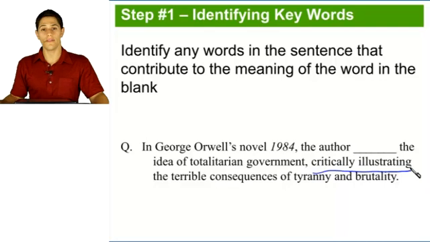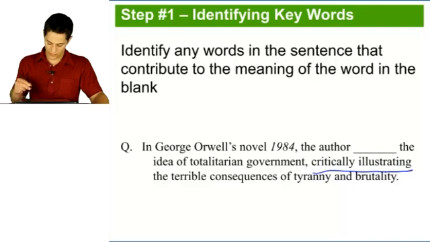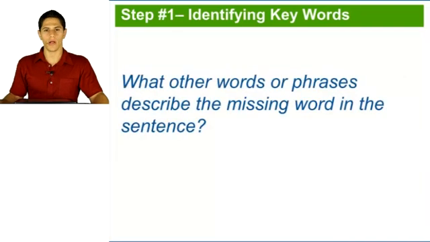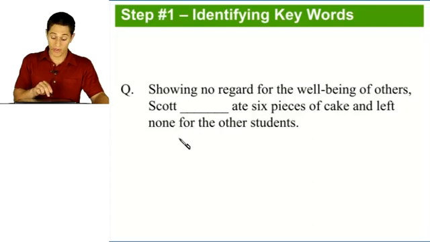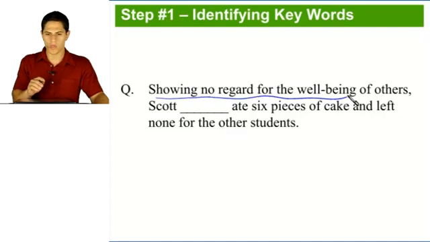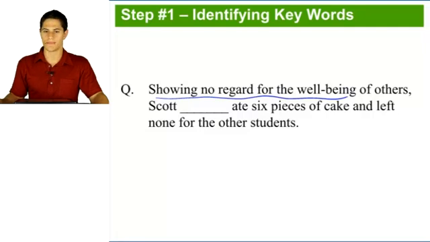Notice that although there are many other ideas to choose from here, those are the only words which literally describe what the blank is about. If you ever have trouble identifying these keywords, try asking yourself, what else in the sentence describes the missing word? Let's take a look at another example. Showing no regard for the well-being of others, Scott ate 6 pieces of cake and left none for other students. Here, showing no regard for the well-being of others is probably what's most strictly going to be defining this blank word. Avoid using your imagination as much as possible during the test. Unless it's directly implied in the text, it's probably not going to be the best answer.